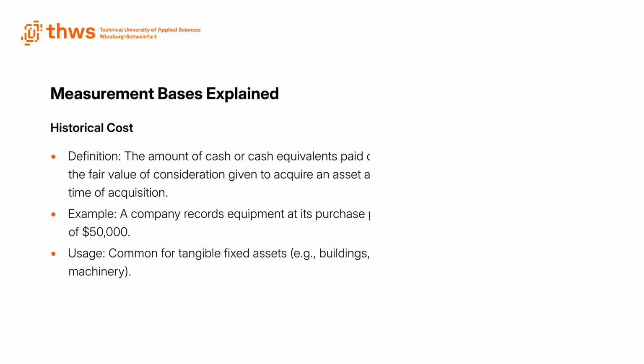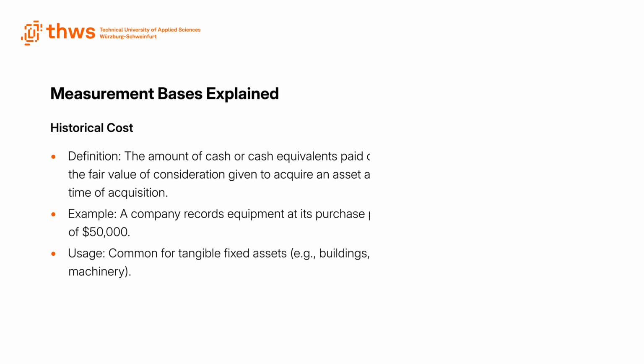First up, historical cost. This is probably the most straightforward measurement base. It simply means recording the asset at the amount you paid for it when you got it. So if a company buys a machine for $50,000, that's the value that goes on the books. It's simple, objective, and reliable because it's based on an actual transaction. That's why it's commonly used for tangible assets like buildings or machinery.